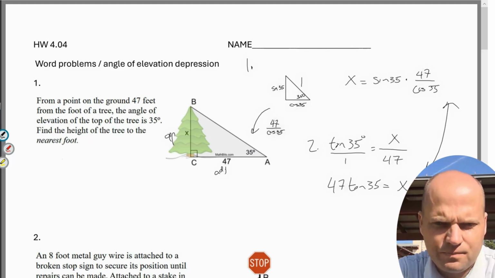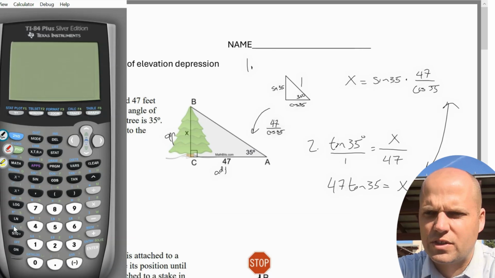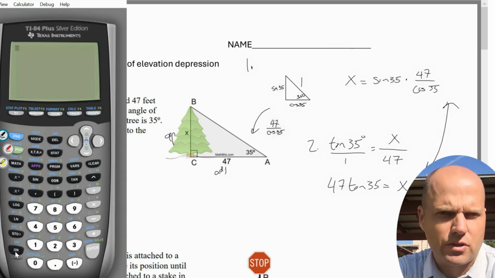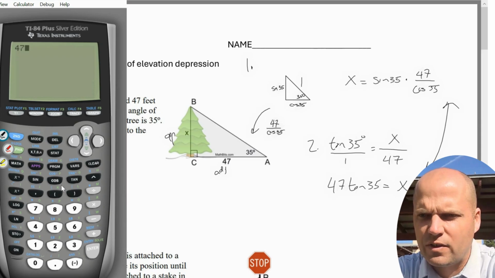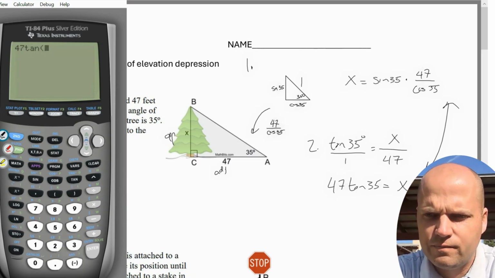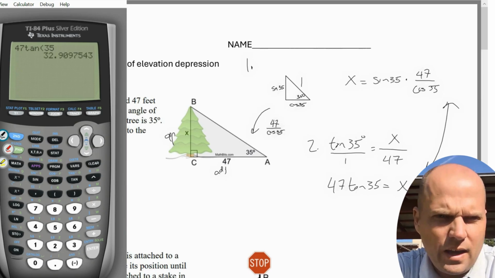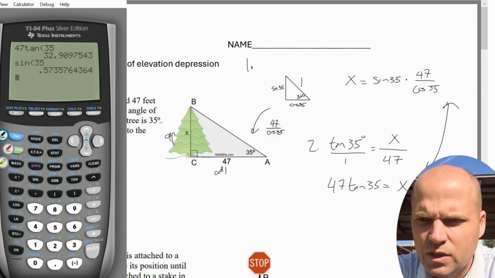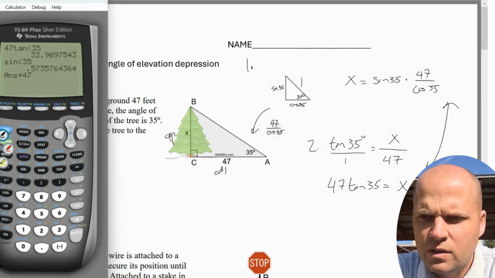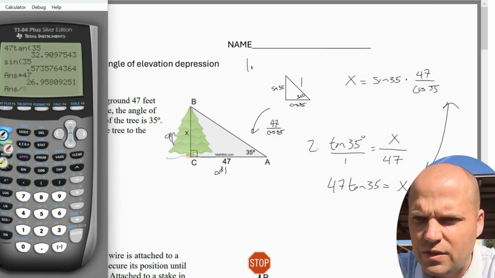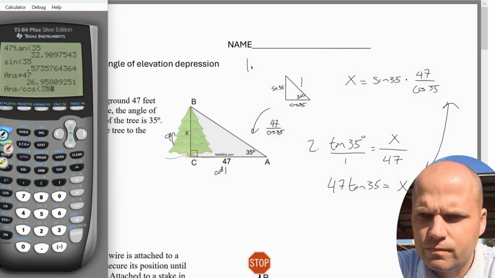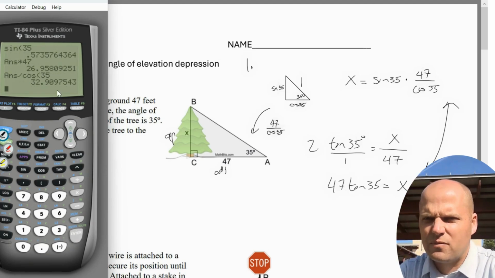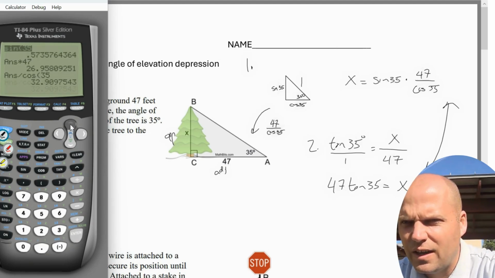If you type them in, you get the same. Make sure your calculator's in degree mode as always. 47 tangent 35 and sine 35 times 47 divided by cosine 35. Okay, so this is 32.90.